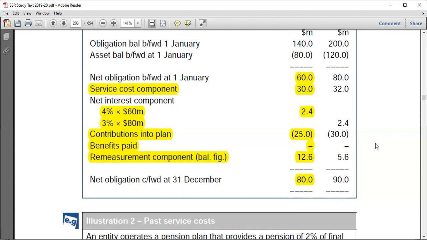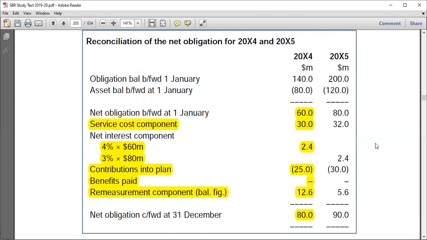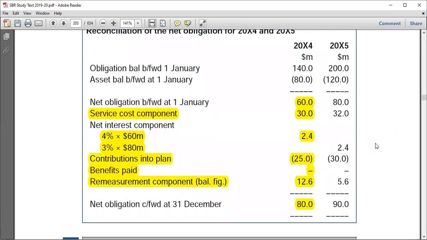All right, yes. So that's for 20x4. You repeat the same for 20x5, and then you would reach the answer, right? So actually, this net obligation of 80 at the end of 20x4 should be the one at the beginning of 20x5. It's like that. Service cost component was given there.